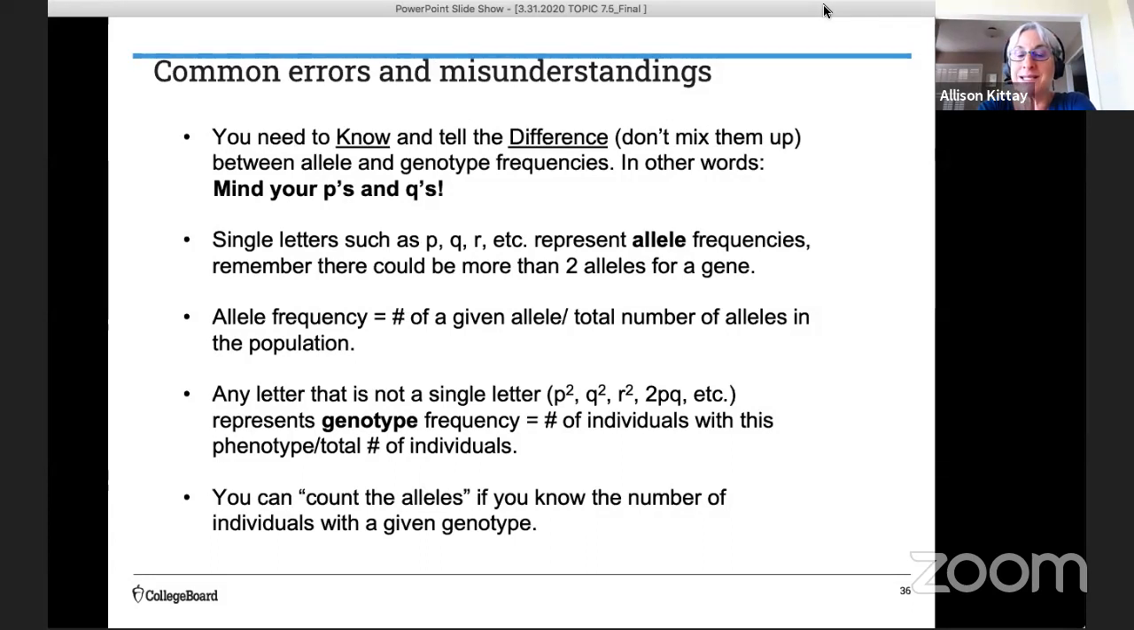Any letter that is not a single letter, like P squared, Q squared, R squared, 2PQ, represents the genotype frequency, which is equal to the number of individuals with this genotype divided by the total number of individuals. You can only count the alleles if you know the number of individuals with a given genotype. So that's a lot to try to remember, mind your P's and Q's, must knows. Again, once you start solving a lot of these problems and you practice, these will make a lot of sense.